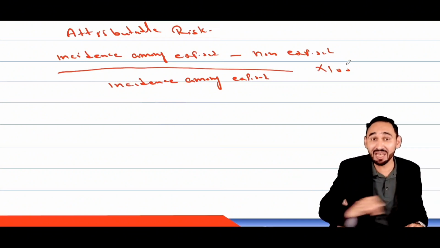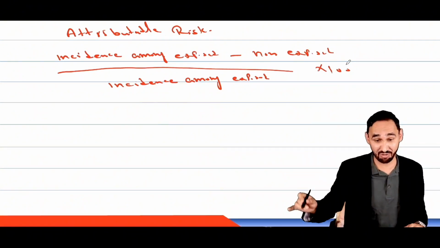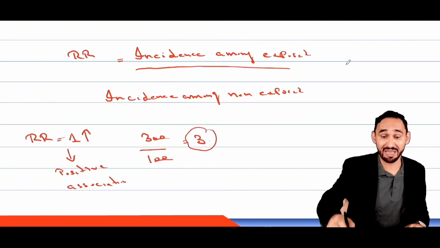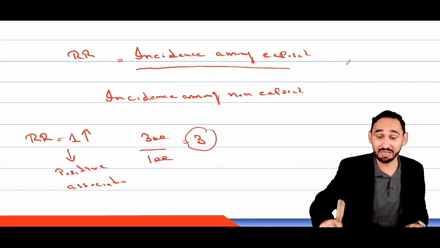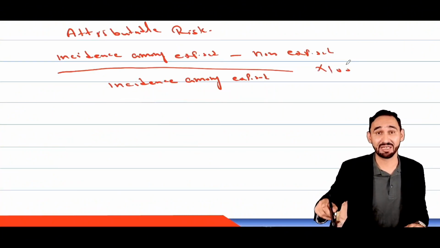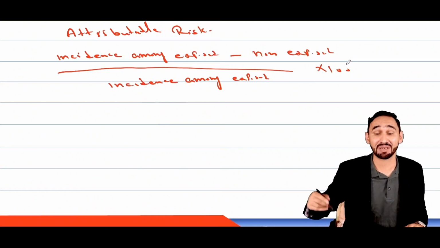There is no multiplier in relative risk because it's a ratio. We are comparing incidence among exposed and non-exposed, so we'll not multiply it. But in attributable risk, we are finding the burden. We are trying to find percentage. So we'll multiply it with 100.